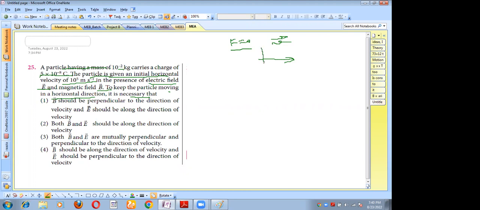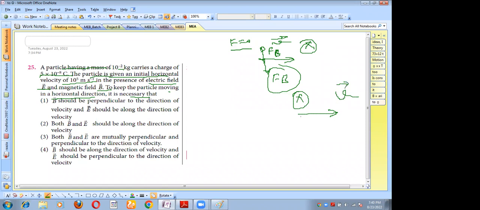So we have to arrange such that the electric force and the force of the magnetic field must be in opposite directions, right? So suppose we put the magnetic field in inward direction, cross, then obviously the force due to the magnetic field will be in upward direction. Velocity is in horizontal direction, so the magnetic force on the charged particle will be like this. And suppose we put the electric field along downward direction, then obviously the electric force will be along this direction.